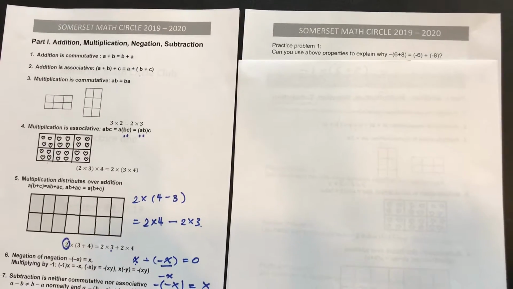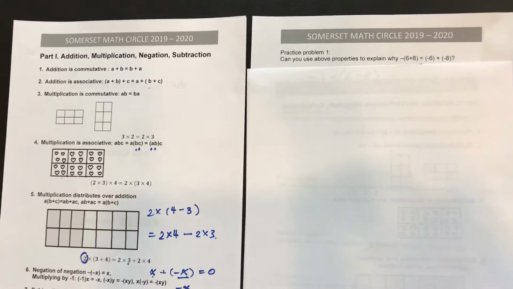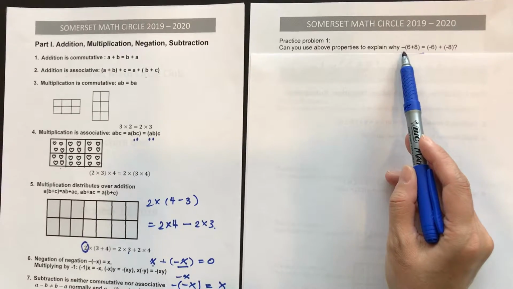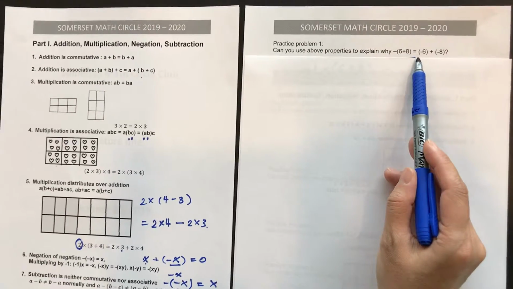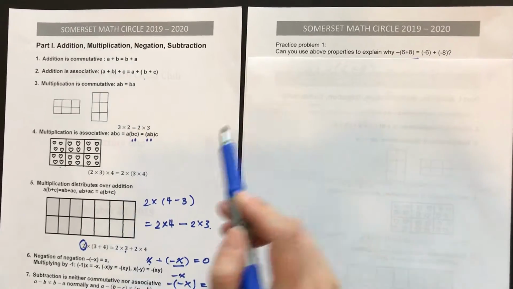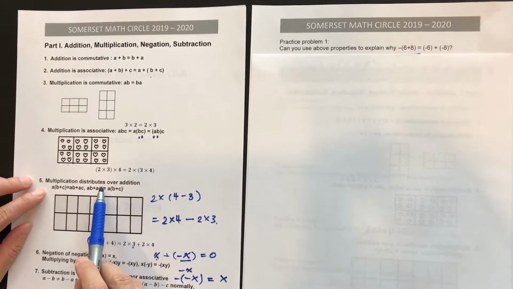Now let's look at topic number 1, some practice problems. First one, can you use above properties to explain why negative bracket 6 plus 8 equals negative 6 plus negative 8? So we can use the distributive properties of multiplication to solve this problem.